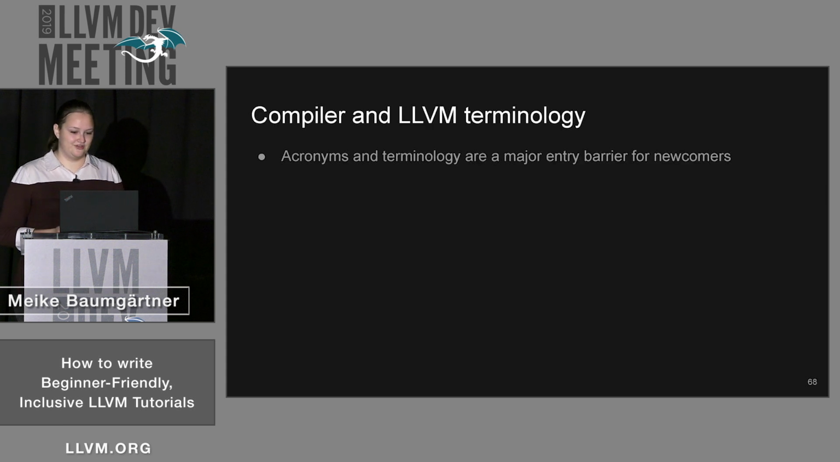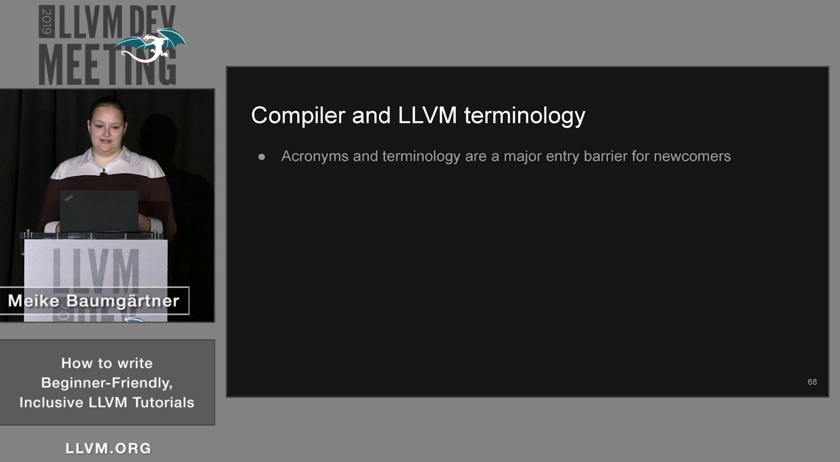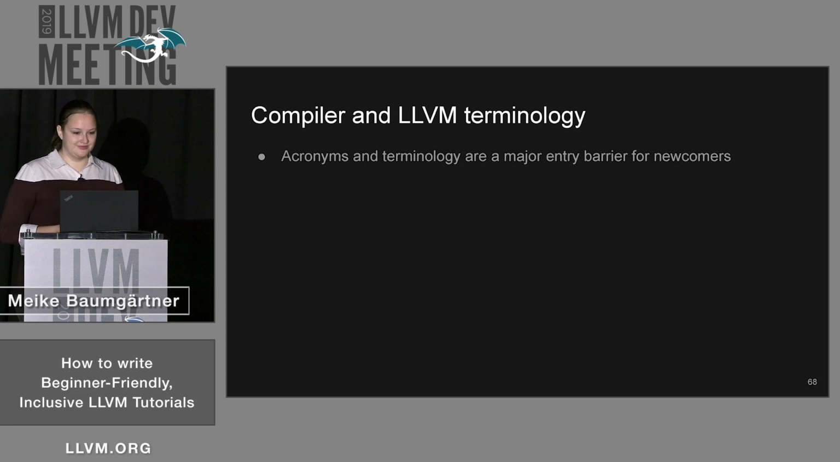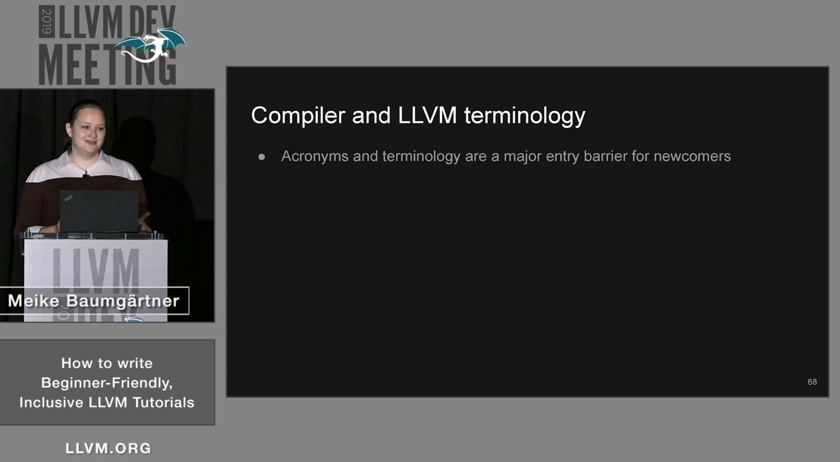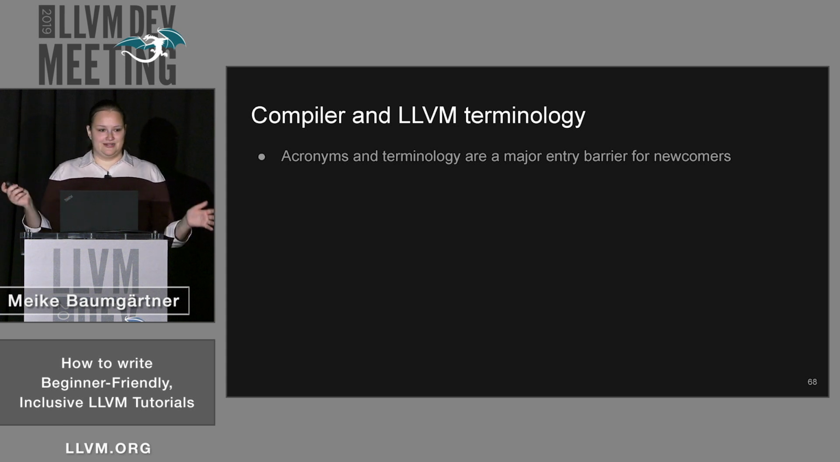First of all, to have inclusive language, we need to be aware of compiler and LLVM terminology in our speech. Acronyms and terminology are one of the most horrifying entry barriers for newcomers. Because if you're in a tutorial and in the first 3 sentences you hear 10 unknown words and no one actually explains them, and best of them, like 3 of them are 3 to 4 letter acronyms where you don't even know what English words they want to convey, you're totally lost.